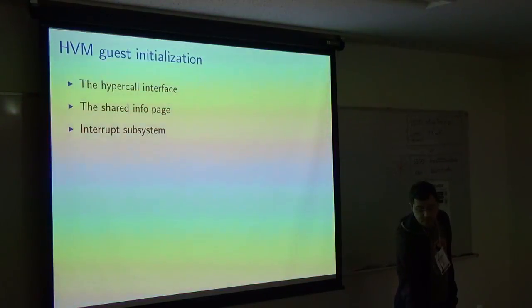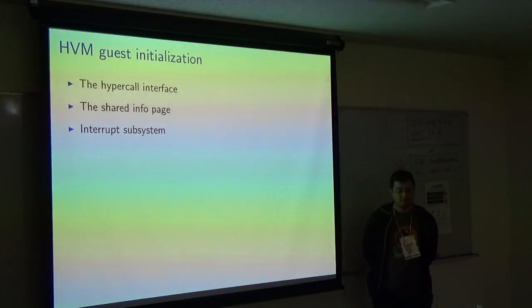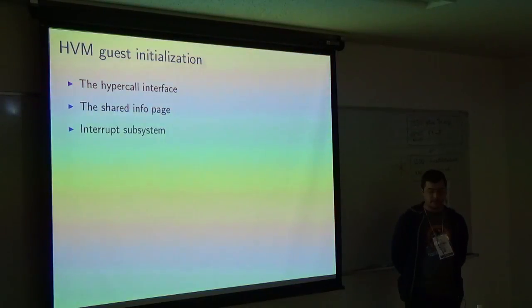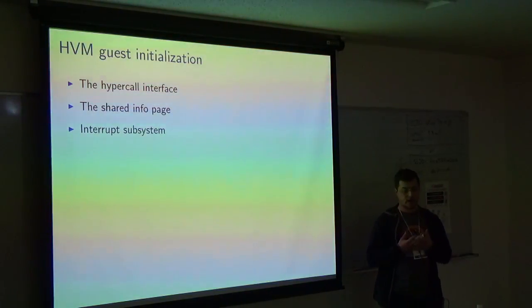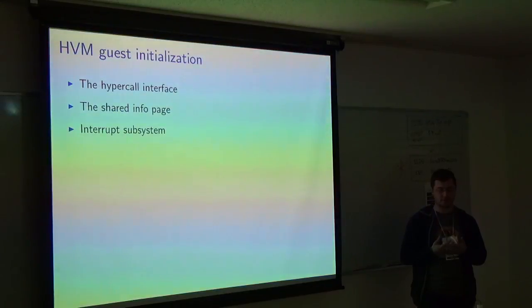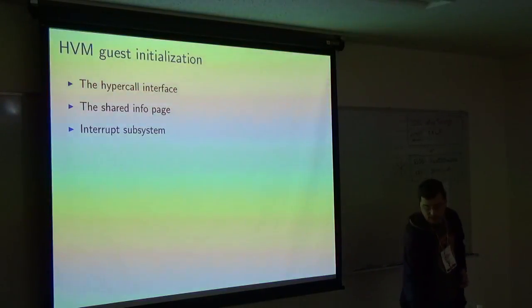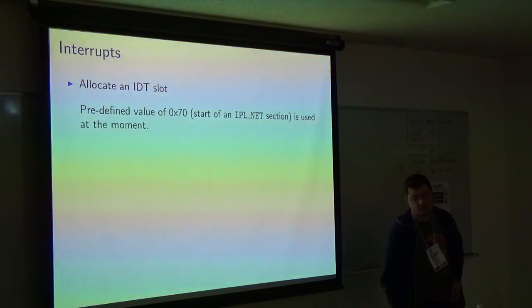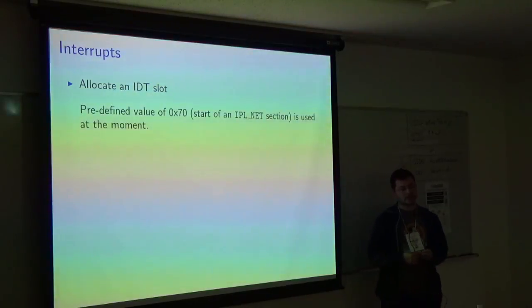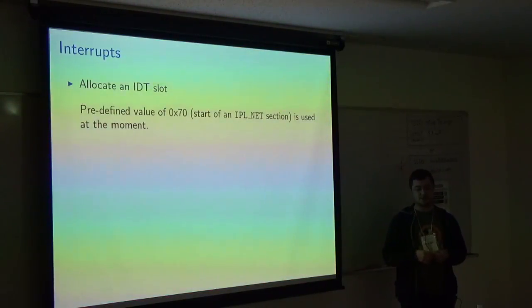The interrupt subsystem in Xen is actually very simple. I had to spend quite a bit of time trying to go through the FreeBSD code, but in essence it's very simple. The first thing we need to do is to allocate an interrupt descriptor table slot.